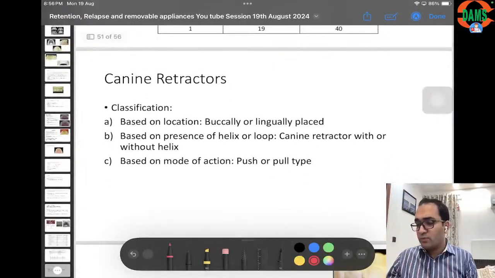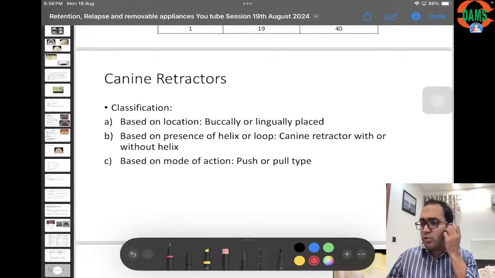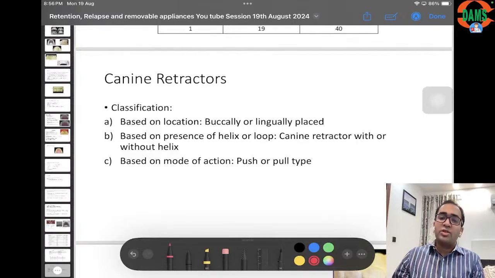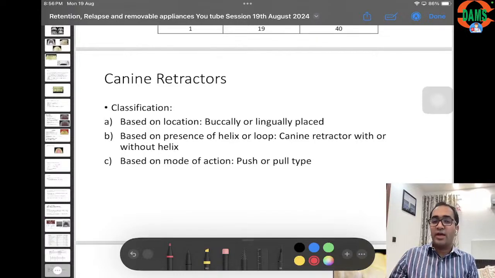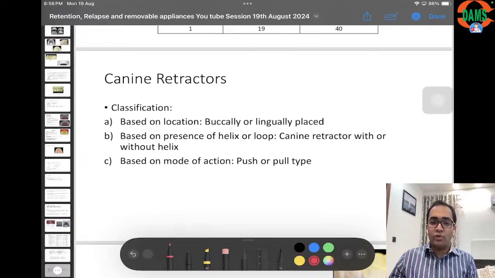So coming to the last few slides, we'll just quickly go through the canine retractors. They are classified into three types. First, based on location, they can be buccally or lingually placed. Based on the presence of a helix or a loop, canine retractors with or without helix. And lastly, based on the mode of action, it can be push or pull type.